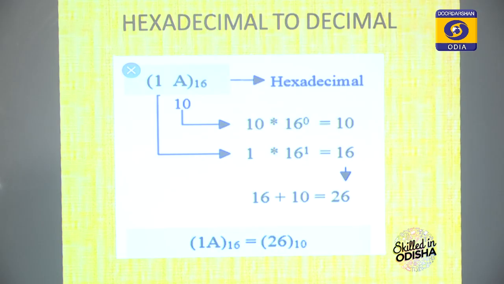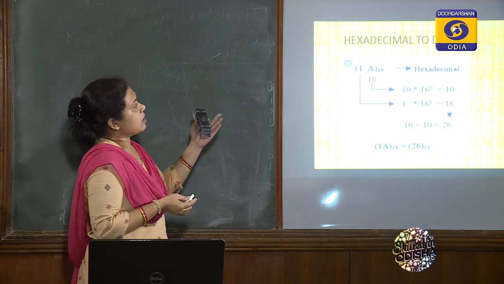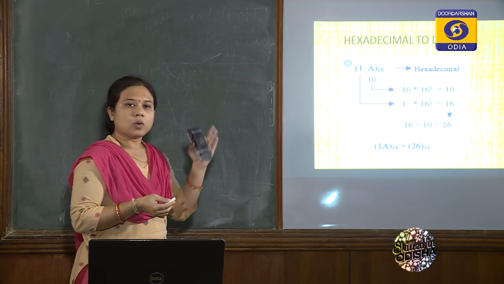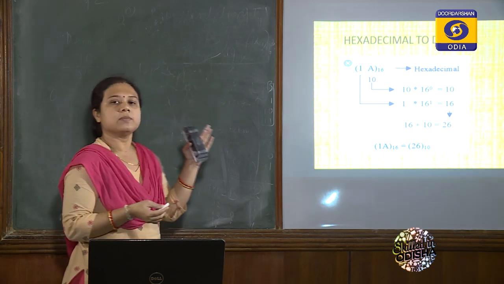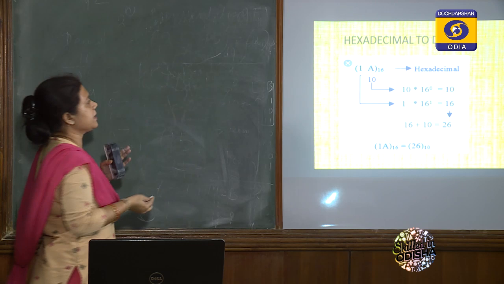Next is hexadecimal to decimal conversion. In the same way, from decimal to hexadecimal we have to go for division, and from hexadecimal to decimal we have to go for multiplication.